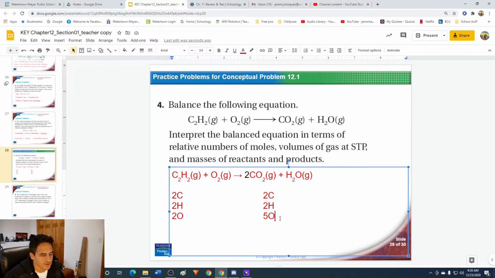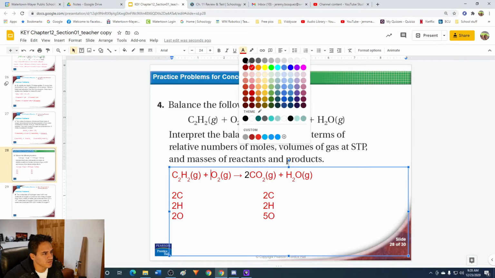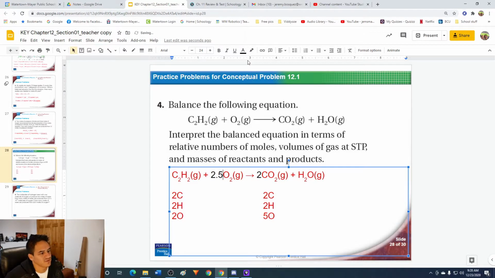Now this is where it gets a little bit tricky, so I'm going to show you a trick to do this. We have 2 oxygens on the left. We have 5 on the right. We could multiply this by 2.5. If we go 2.5 times 2, that will give us 5 oxygens on the left to balance out the 5 oxygens on the right. Problem, of course, is that we can't actually keep it as 2.5. You can't have half of an oxygen. But what we can do, in order to fix this so it's not a fraction and still have everything be balanced, is we just double everything.